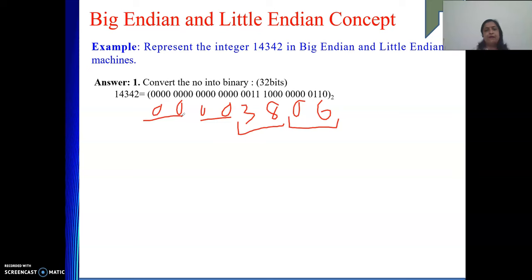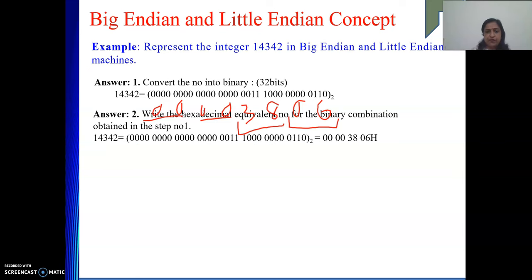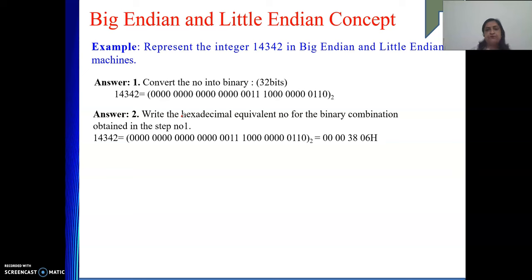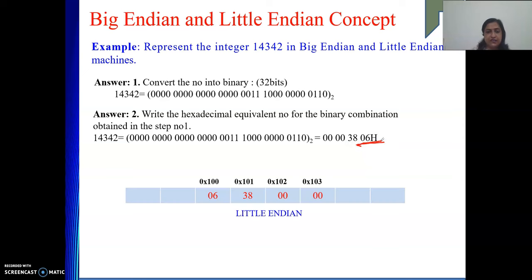So first I have converted it into hexadecimal, done. Now we need to store it. Say my address starts from 100. So in case of little Endian, first the LSB will be stored. So it will be 06, right? Again, do not directly write this byte in your lowest address. So 06. Next will be 38. Next is 0000. This is the little Endian representation.